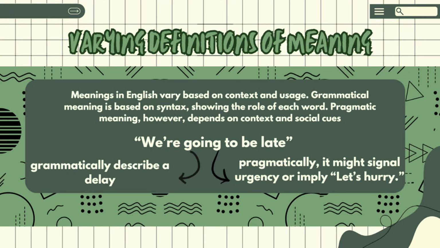Next, let us discuss varying definitions of meaning. Meaning in English varies based on context and usage. Grammatical meaning is based on syntax, showing the role of each word. Pragmatic meaning, however, depends on context and social cues. For example, "we're going to be late" may grammatically describe a delay, but pragmatically it might signal urgency or imply "let's hurry."